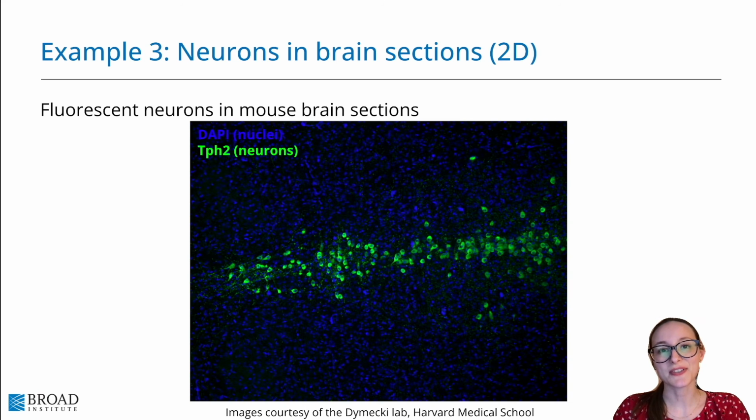For aficionados, the cell type is serotonin neurons. These are labeled by TPH2, or tryptophan hydroxylase 2, the rate-limiting enzyme in serotonin synthesis. So we want to be able to count these serotonin neurons in this brain section.